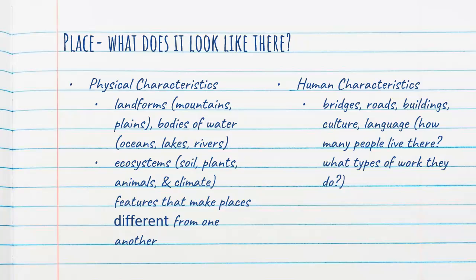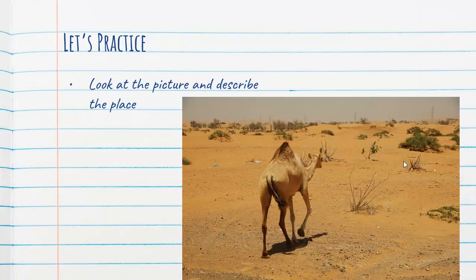Is it a plain? Is it a desert? Might look at bodies of water, oceans, lakes, rivers. I could look at the ecosystems, the plants and animals and climates that are there. Or I might talk about human characteristics, bridges, roads, buildings. I might look at culture, their language, their religion, how many people live there, what types of work they do, the human characteristics. So a few examples.